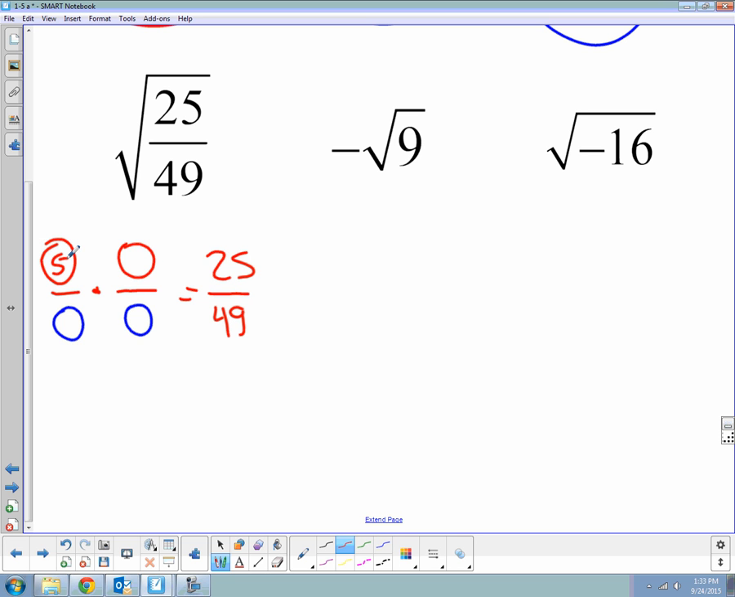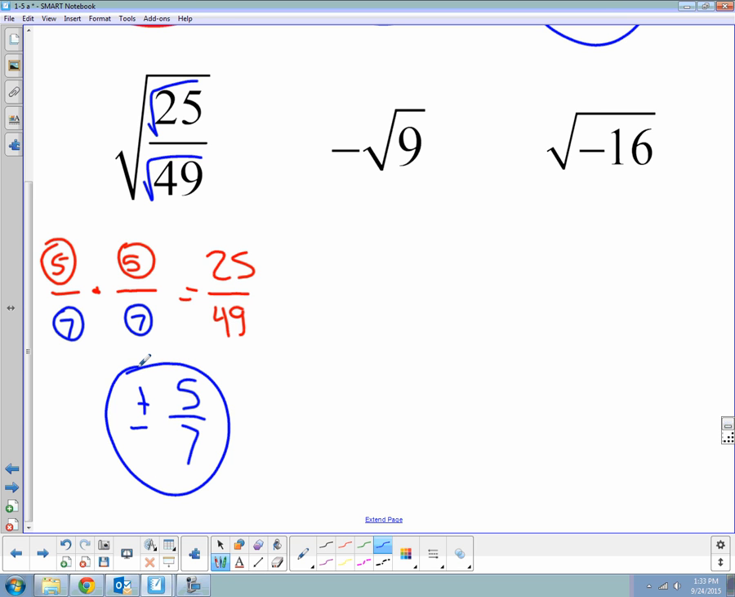I know that 5 times 5 is 25. And I know that 7 times 7 is 49. That means that the square root of 25/49 would have to be 5 sevenths. So 5 sevenths times 5 sevenths equals 25/49. The square root of 25/49 has to be 5 sevenths. Basically, we're taking the square root of 25 and the square root of 49. So fractions, don't fret about fractions. They're not that bad. Just think square root of the numerator, square root of the denominator, you got your answer.